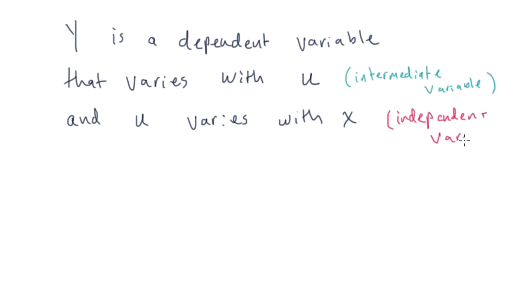So we see that y is the dependent variable. It depends on this intermediate variable u, but u is also a dependent variable in the sense that it depends on the independent variable x. Okay, so let me write this symbolically just so you can see. So I'm saying that y is a function of u, and u is a function of x.